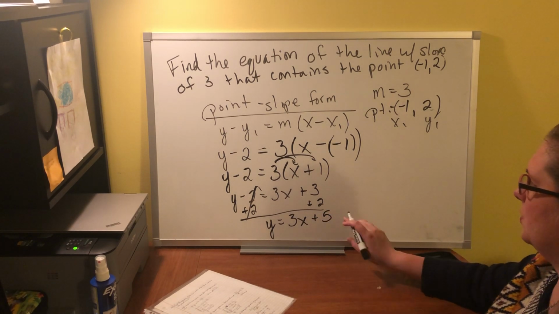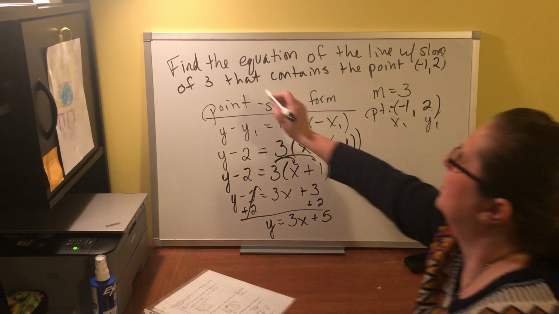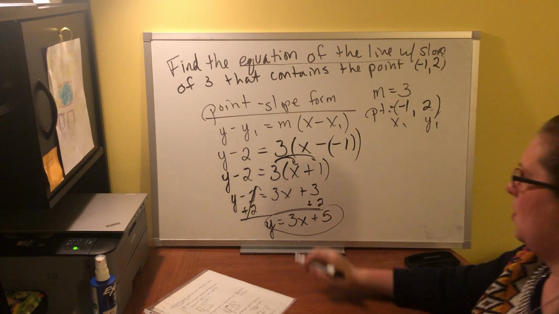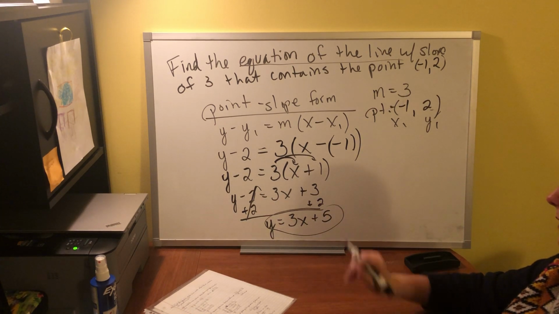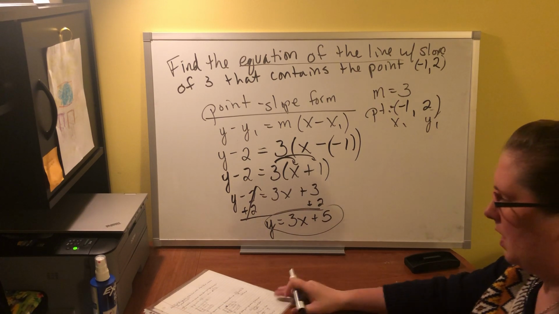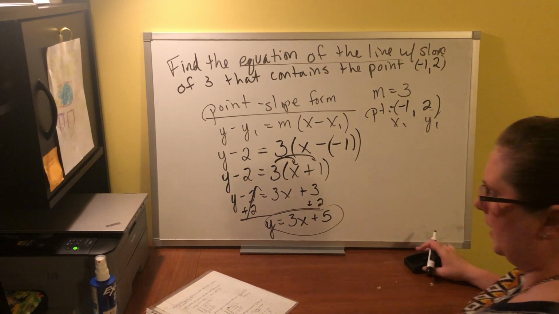All right. So now we have this set up as an equation of the line. This is now set up like y equals mx plus b. So y equals 3x plus 5. So you'll need to know that as well. Okay.